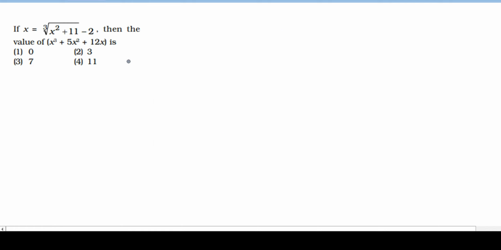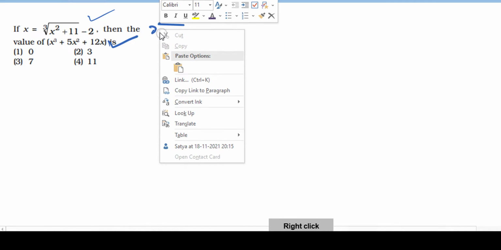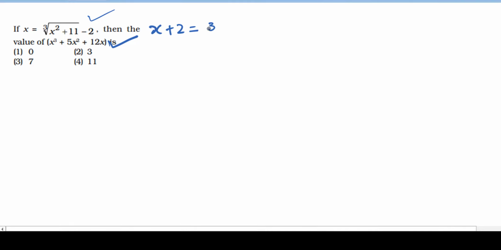Another straightforward question. X they have given, then they are asking the value of this expression. Anytime they have given anything in this form, we have to focus on how to remove this cube root, right? So let's send this 2 to the other side, then it becomes cube root of x square plus 11 equals x plus 2. Now let's cube it. Then what does it become? Let's start from here. X cube plus 2 cube plus 3 into x into 2 into x plus 2.